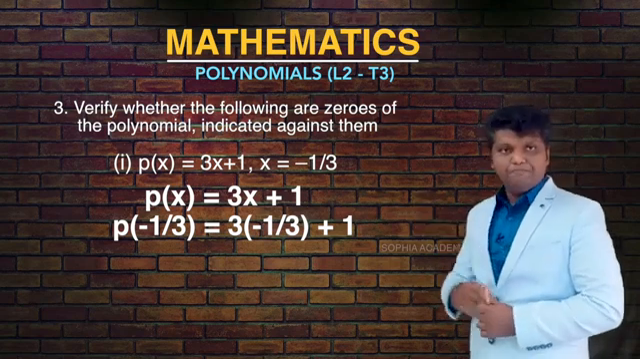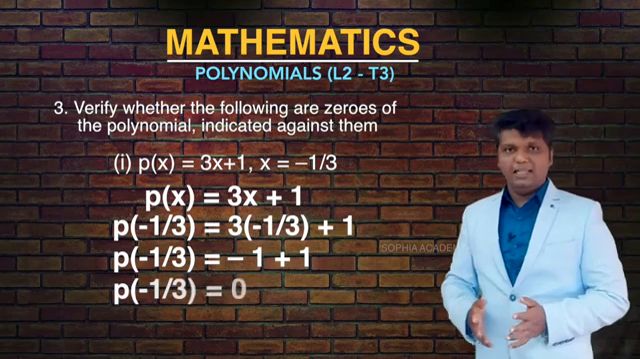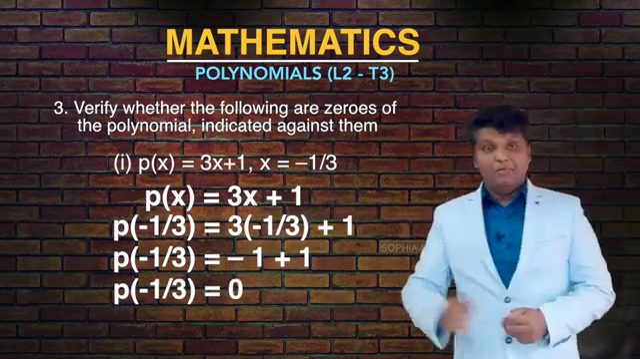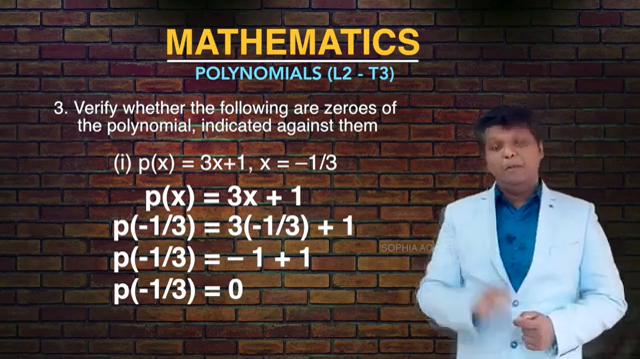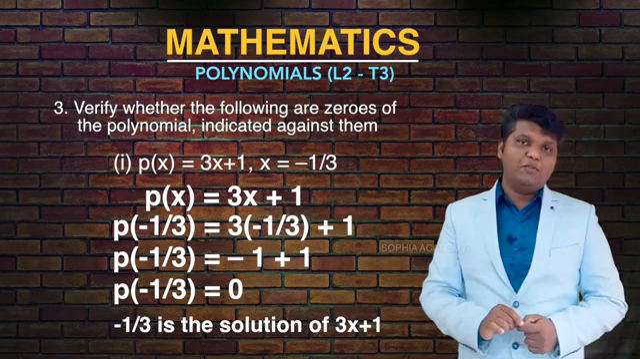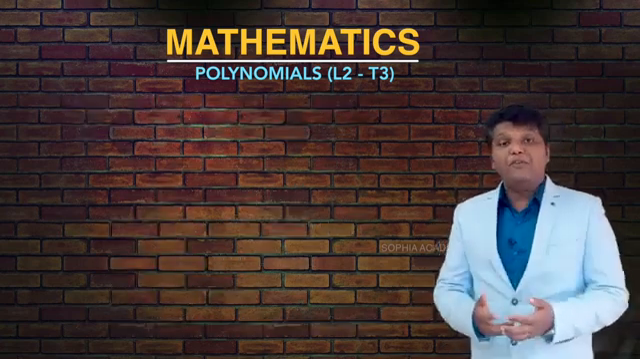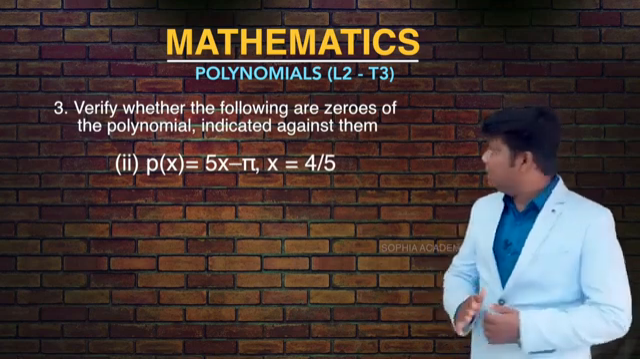So what will you get? Minus 1 plus 1. What is minus 1 plus 1? It's 0. So you got the value as 0. So how can we conclude? We will conclude that P of minus 1 by 3 is equal to 0, so minus 1 by 3 is the solution of 3x plus 1. Clear? Next question.